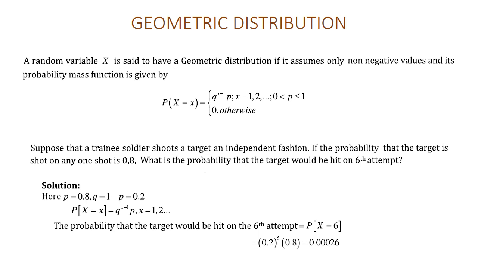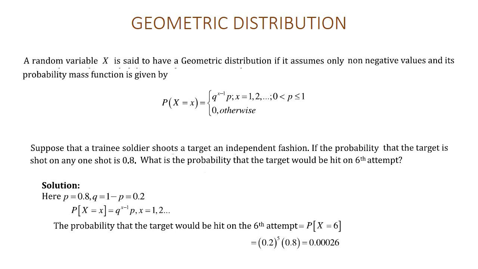Suppose that a trainee soldier shoots a target in an independent fashion. If the probability that the target is shot on any one shot is 0.8, what is the probability that the target would be hit on the sixth attempt? So here they have given the value for p to be 0.8, because the probability of success is going to be p, and therefore the relation between p and q is that q is equal to 1 minus p. So from that we can find the value of q to be 0.2.